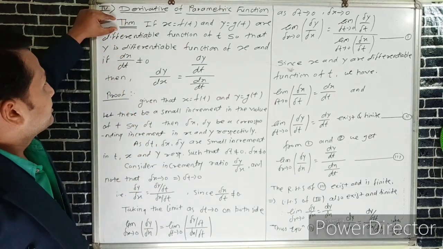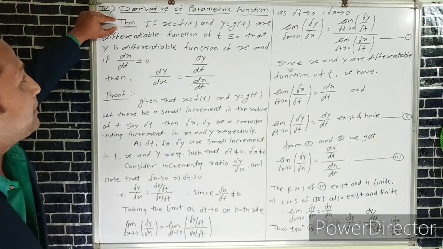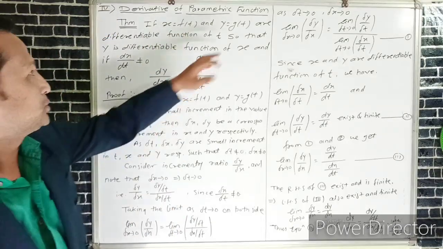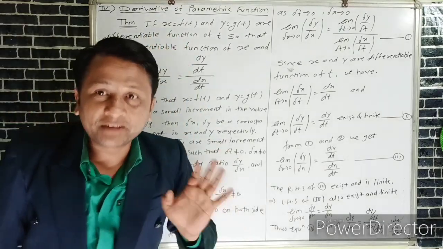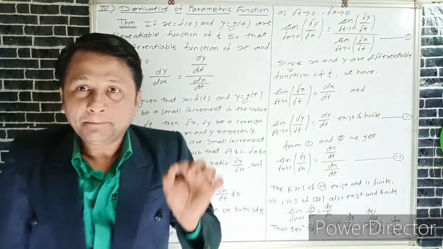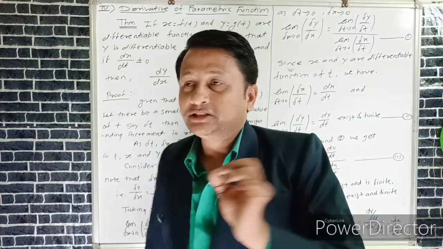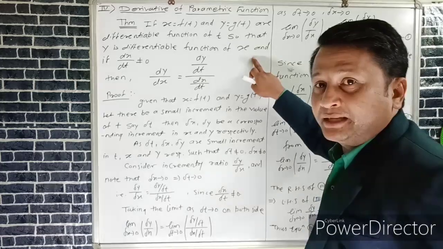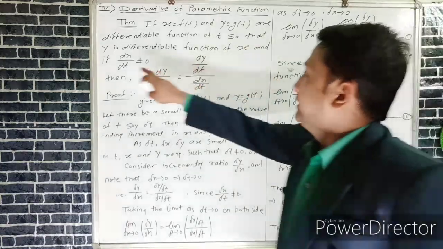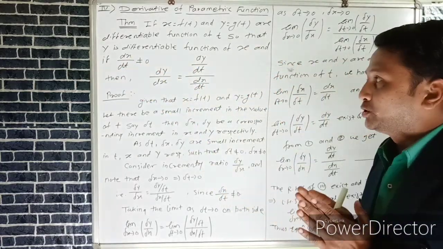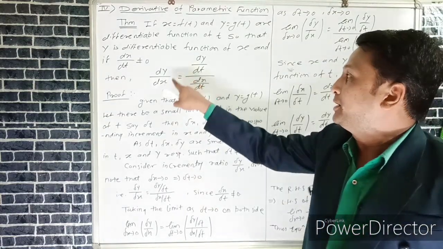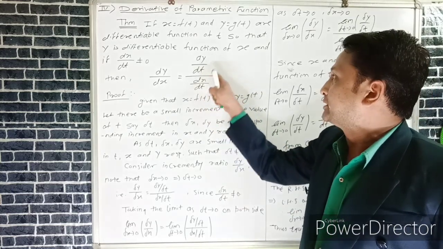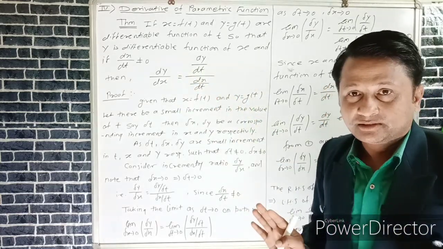Here we learn the first theorem of the parametric function. If functions x is equal to f of t and y is equal to g of t are differentiable functions of t, where t is a parameter, and y is a differentiable function of x, and dx upon dt is not equal to 0, then we have to prove that dy upon dx is equal to dy by dt upon dx by dt, such that dt cancels and dy upon dx remains as it is.